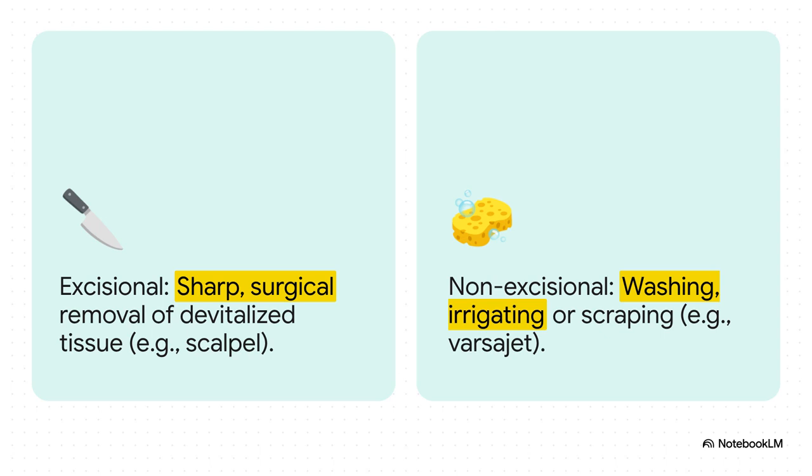Non-excisional debridement, on the other hand, involves non-operative brushing, washing, irrigating, or scraping. Think of tools like a Versajet, ultrasound, whirlpool, or mechanical scrubbing. These map to the root operation extraction. You can never assume. You must look at the operative report to see exactly how the tissue was removed.